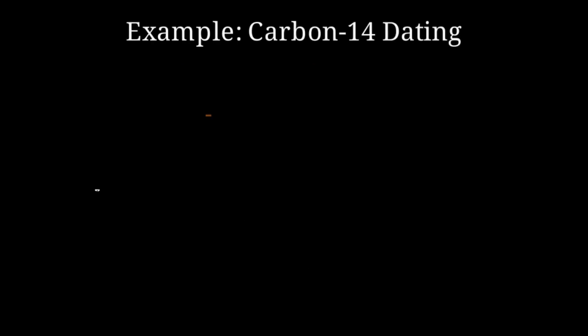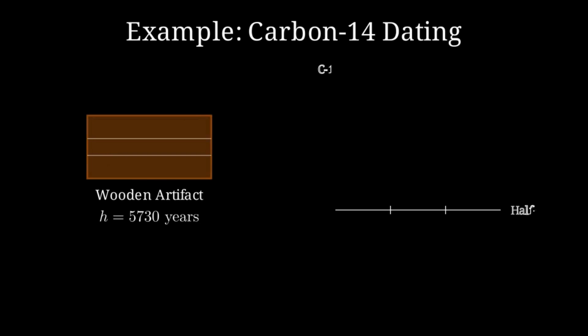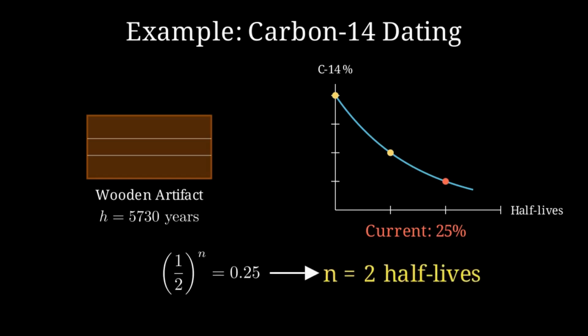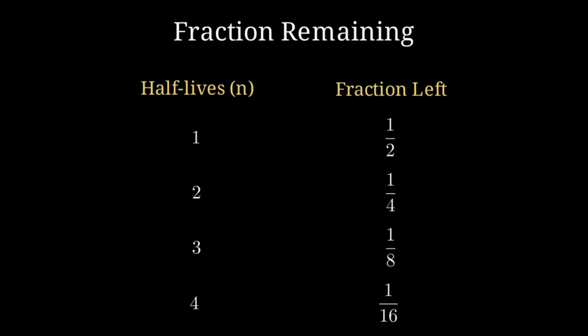Carbon-14 dating uses these principles to age organic matter. If an ancient wooden tool contains only 25% of the carbon-14 found in living trees, we know 2 half-lives have passed. Multiplying 5,730 years by 2 gives us an age of 11,460 years. A helpful shortcut is to remember the fractions. After n half-lives, the fraction remaining is always 1 divided by 2 to the power of n. This mental math helps quickly estimate the remaining activity of a source without a calculator.